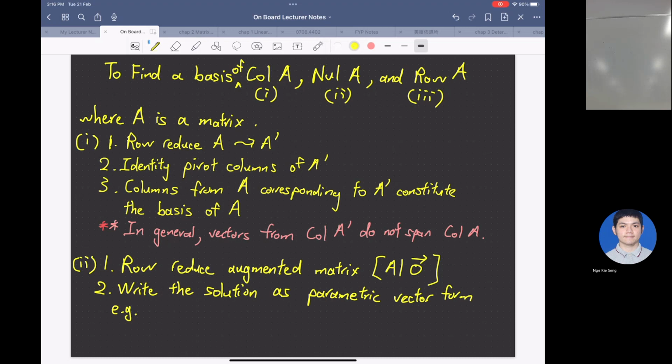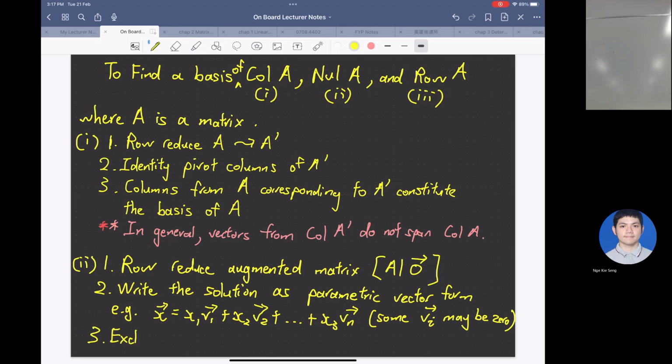For example, x is equal to x1 times v1 plus x2 times v2 plus up to xn times vn. But typically some vi may be 0, depending on how many pivots you have, so how many free variables. Otherwise, you can think of it as a variable times a zero vector, so it's just 0. So some of them might be 0. Excluding the zero vectors, all the non-zero ones will form the basis of null A.